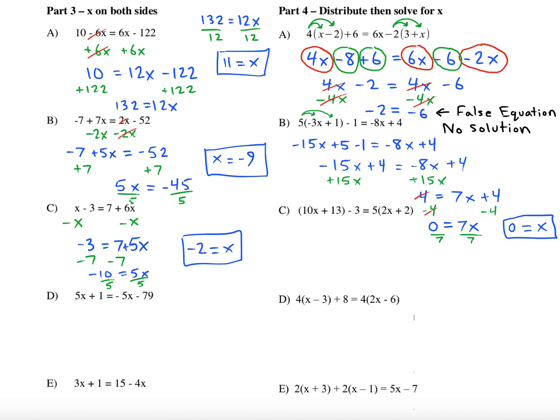All right, for this next one, notice that there are parentheses around the 10x plus 13, but you know what? If it was written like this, you'd still get the same answer. Because, see, you'd do the addition before the subtraction anyways, because it's on the left. So those parentheses are actually meaningless there. So we'll just get rid of them. Let's distribute the 5, though.